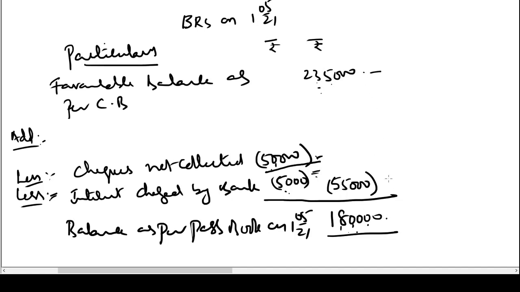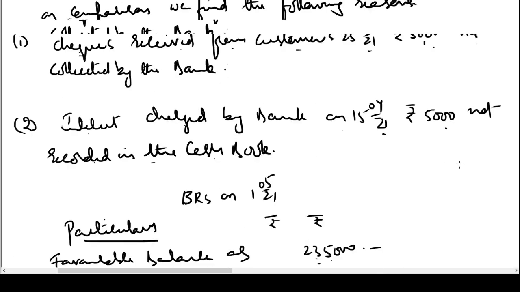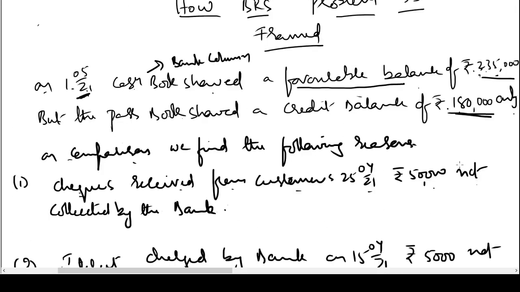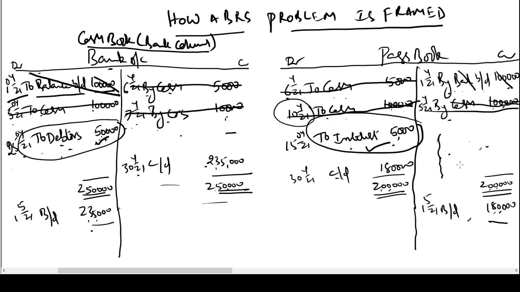So this is how we prepare a bank reconciliation statement, and this is how we frame a problem on BRS. How a problem on BRS is framed: we take the cash book and passbook balance on a particular day. If the balances do not tally, we compare the cash book and the passbook, and then we strike off the common entries, and we are left with the entries which do not tally in the books, and that is nothing but used for preparation of a bank reconciliation statement.